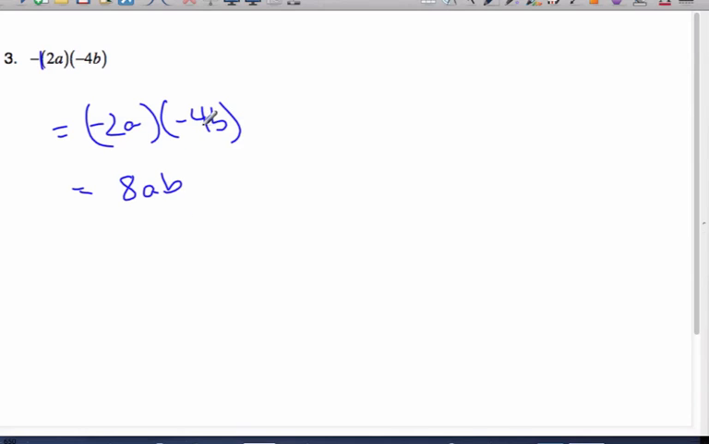I can multiply terms that are unlike. Adding them, I have to be like. So give yourself a pat on the back if you got that correct.